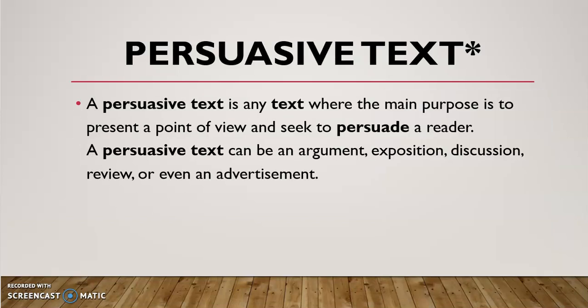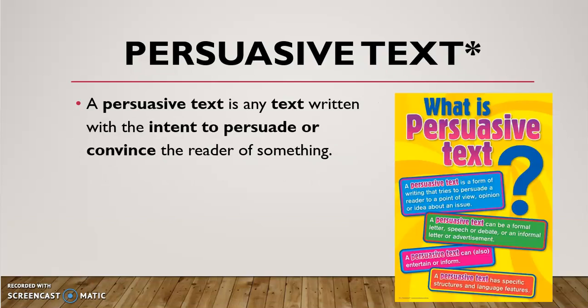The third genre is persuasive text. This one has an asterisk by it because this is the textual focus for 11th grade. A persuasive text is any text where the main purpose is to present a point of view and seek to persuade the reader. A persuasive text can be an argument, an exposition, a discussion, a review, or even an advertisement. So it's not just a paper where you argue your point and get someone to agree with your side. It comes in various mediums. A persuasive text is any text written with the intent to persuade or to convince.